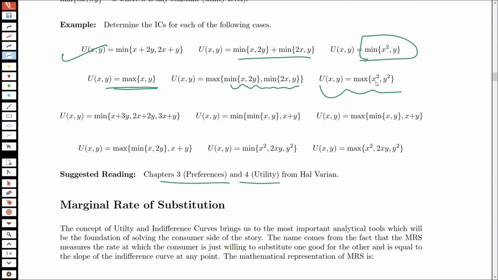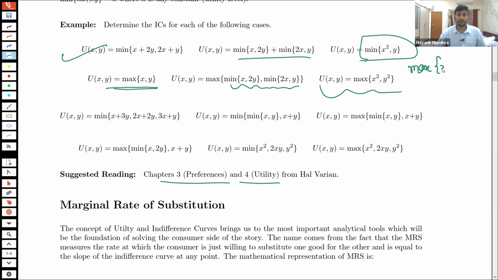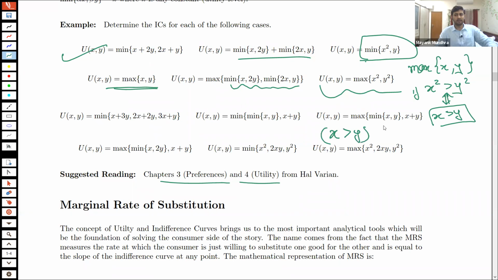Now, you see, max of x square comma y square is nothing but a monotonic transformation of max of x comma y. Because if x square is greater than y square, it automatically implies that x is greater than y, because we are dealing with only non-negative numbers. So for non-negative numbers, x greater than y is logically equivalent to x square greater than y square.